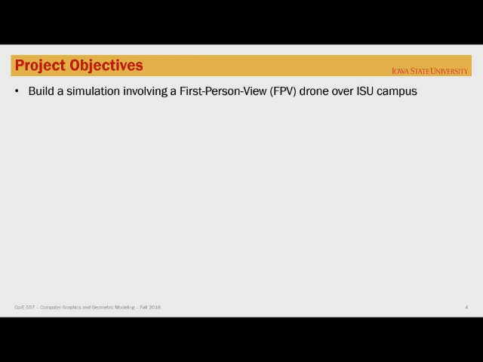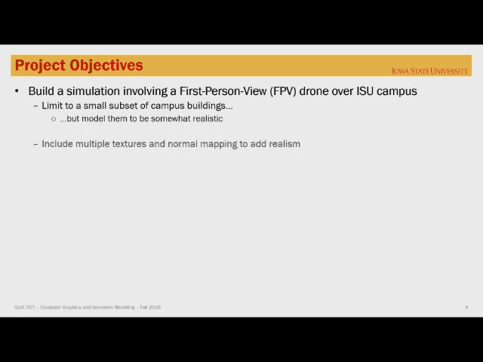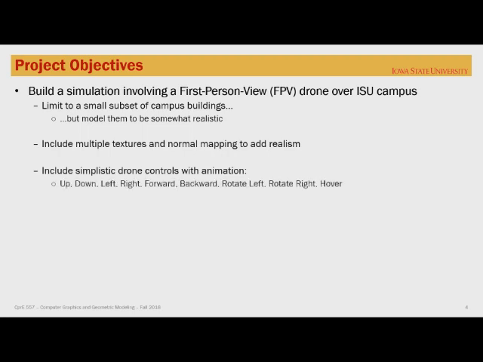So I wanted to build a first-person view drone flying over the ISU campus, limited to a small subset of campus buildings, but model them to be somewhat realistic. As I started to build Couver Hall, I realized it had a lot of architectural complexity to begin with, so I ended up only constructing Couver Hall, including multiple textures, different types, with normal mapping to add some realism.